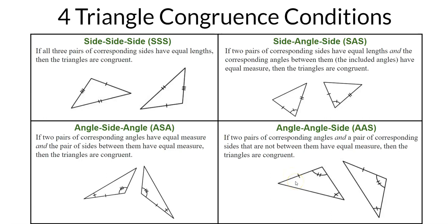When you're going through these conditions, I would ask myself, do I have side, side, side first? Because that's an easy one to identify. If I don't have side, side, side, the next thing I would ask myself is, do I have side, angle, side? If you do, then you're good, because that will be the condition. But if you don't, the next one you would ask yourself is, do I have angle, side, angle instead? And if not, then the final one should be angle, angle, side.